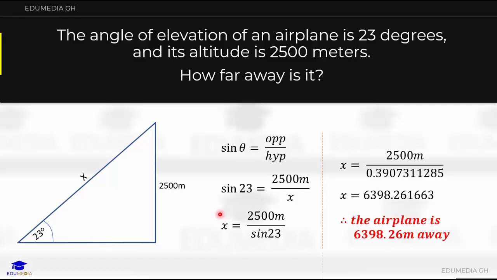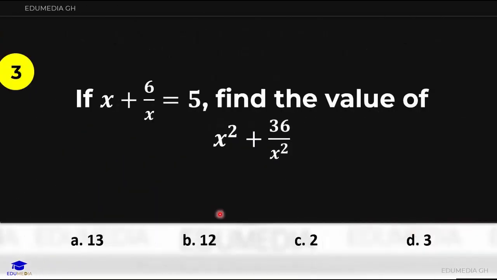0.39073111285. Dividing 2500 meters by the sine 23, that is 0.39073111285, we get 6398261663. This therefore means that the airplane is 6,398.26 meters away. Question number 3.